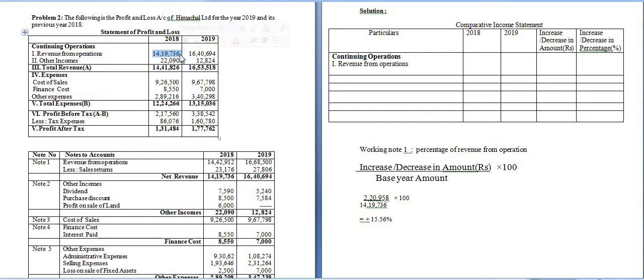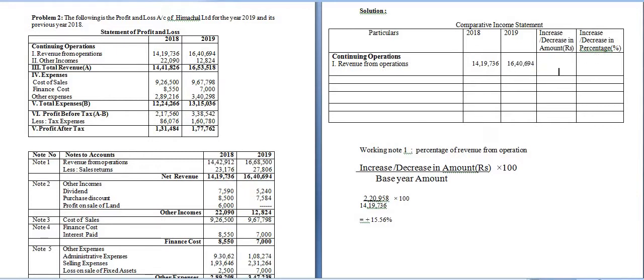Here, 14,19,736 you will write in front of revenue from operations, in the 2018 column. Now next one is 2019. The revenue from operations in 2019 is 16,40,694. Now the next step is that we have to make the comparison of current year revenue from operations with the base year.